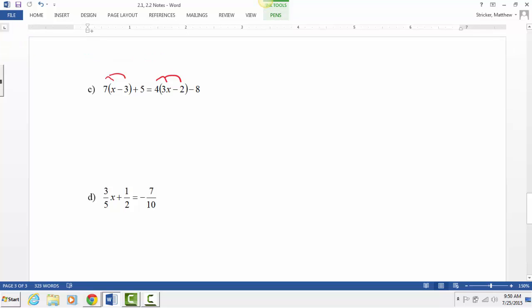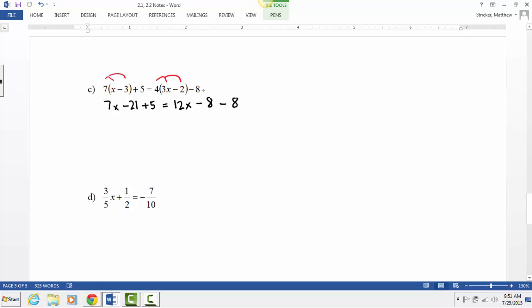So when we distribute, we get 7x minus 21 plus 5 equals 4 times 3x is 12x. We have minus 8 because we have a 4 times a negative 2 is a negative 8. And don't forget to bring that minus 8 on the end here. That's still got to be there.